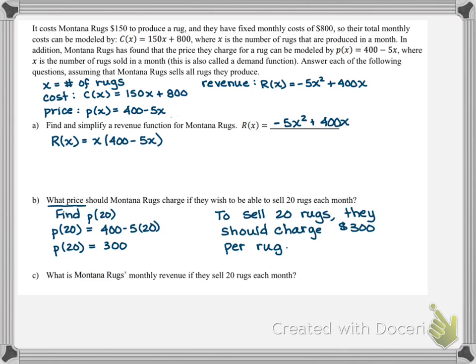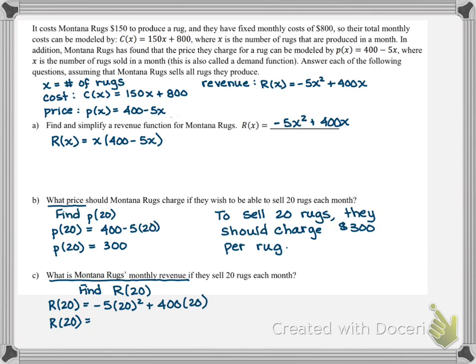And now we want to know the monthly revenue if they sell 20 rugs per month. So what function should I use now? R of X. Good. So what is the revenue? Tells me to find R, and my quantity is still 20. So R of 20 is going to be negative 5 times 20 squared plus 400 times 20. And I'll let you guys calculate that. What's our revenue? Yep. Good.